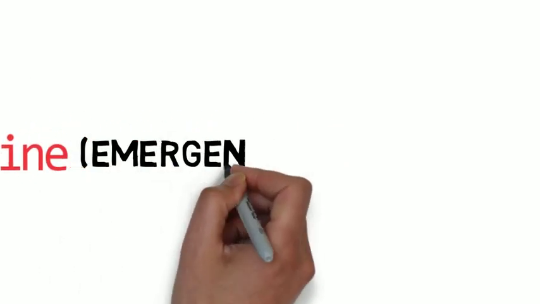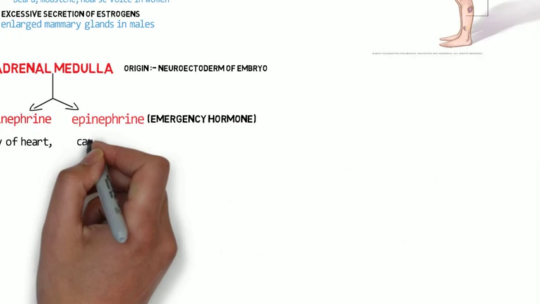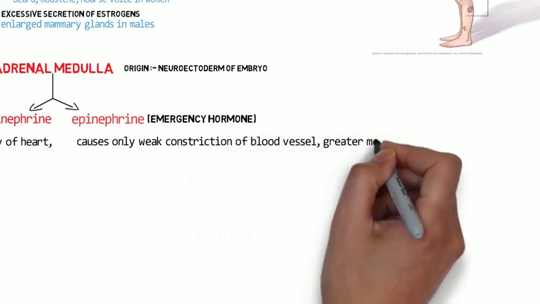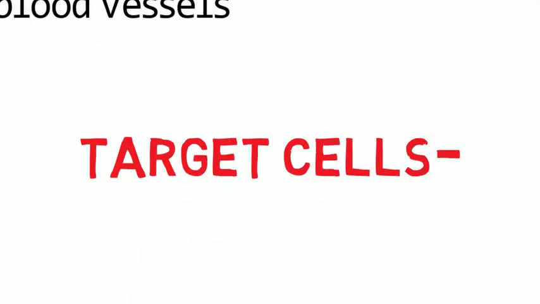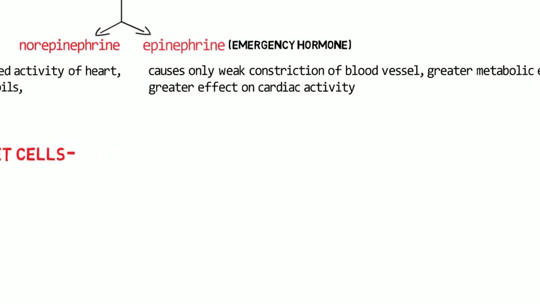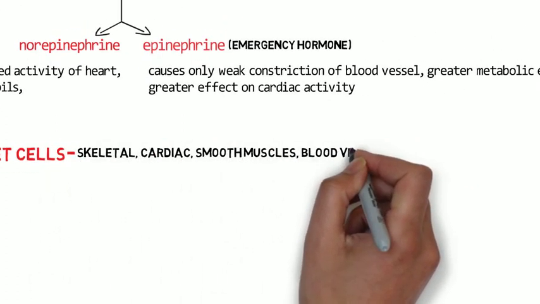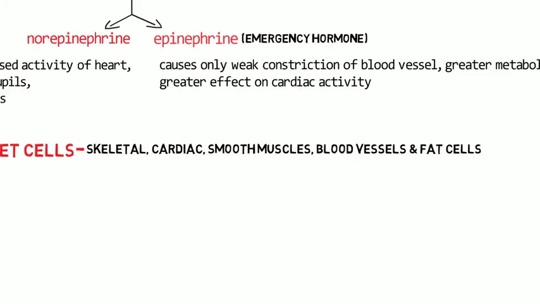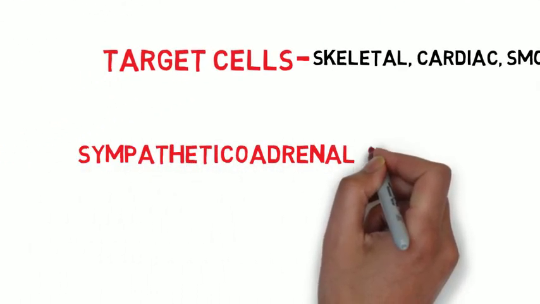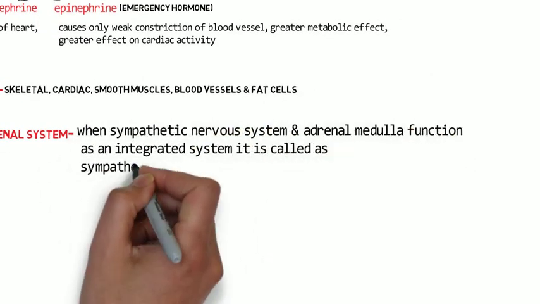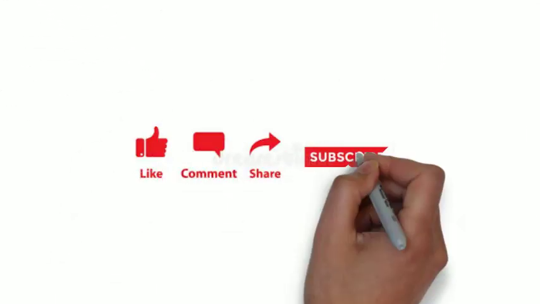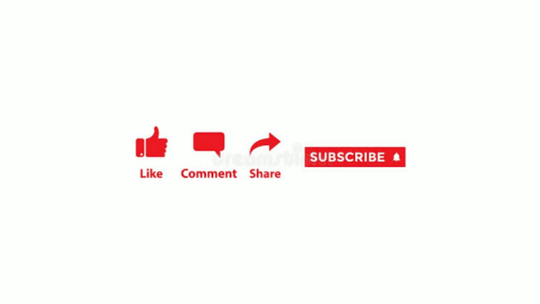It is also called the emergency hormone. It causes only weak constriction of blood vessels, greater metabolic effect, greater effect on the cardiac activity. The target cells of both of these hormones are on the skeletal, cardiac, smooth muscles, blood vessels, and the fat cells. Sympathetico-adrenal system. When the sympathetic nervous system and adrenal medulla function as an integrated system, it is called the sympathetico-adrenal system. This is all about adrenal gland and its hormones in detail.